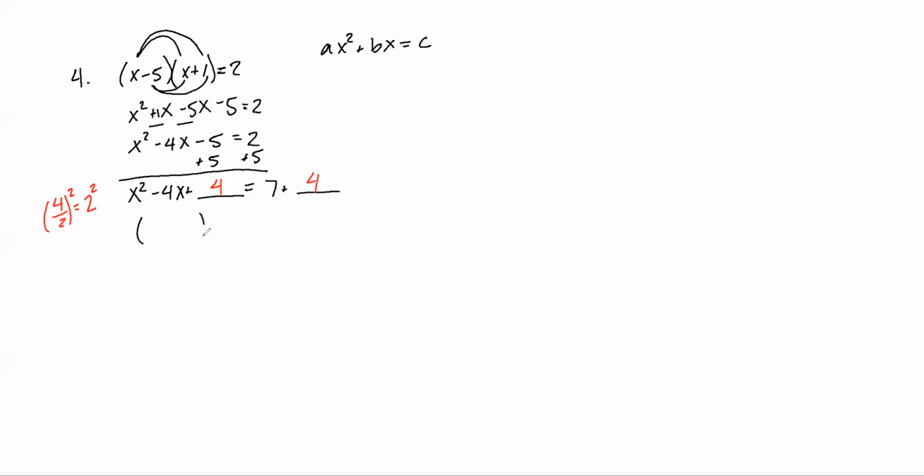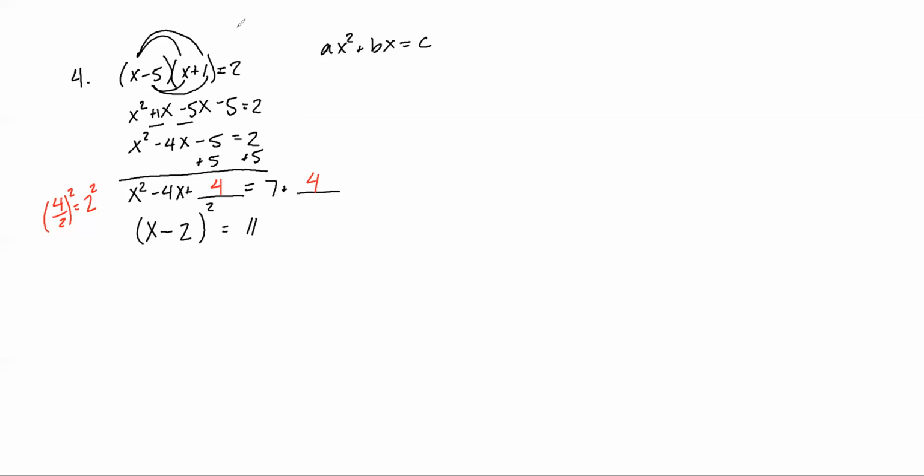Now we can factor this left side. We're going to have our parentheses squared. So x squared is going to give us an x. Now this one is a minus in the middle, and the square root of 4 is 2. Again, it's what we get before we square that 2 over there to get that 4. Now the right side, 7 plus 4 is 11.